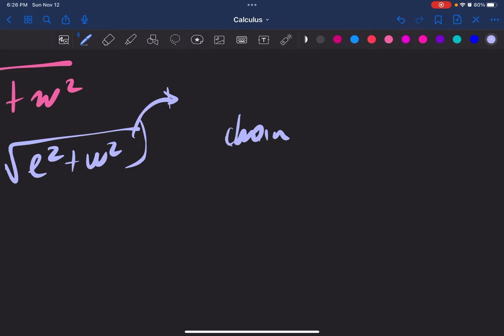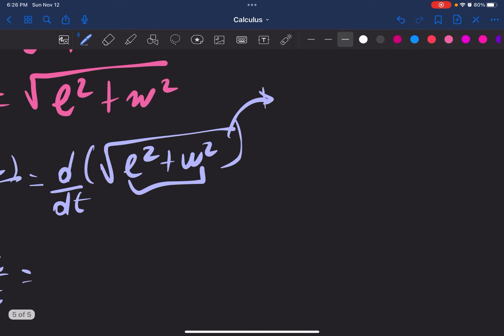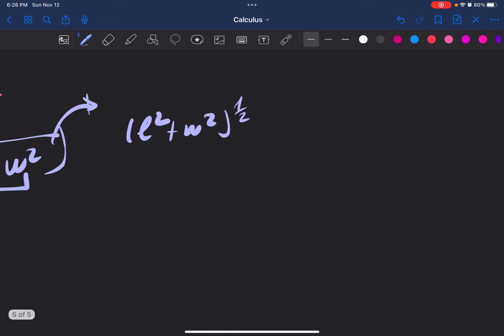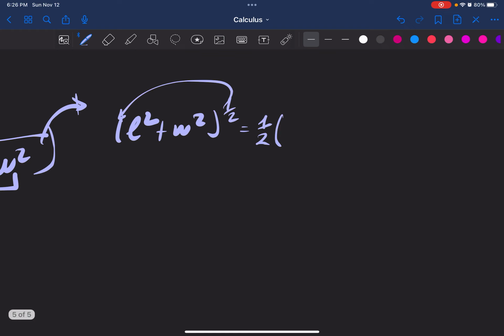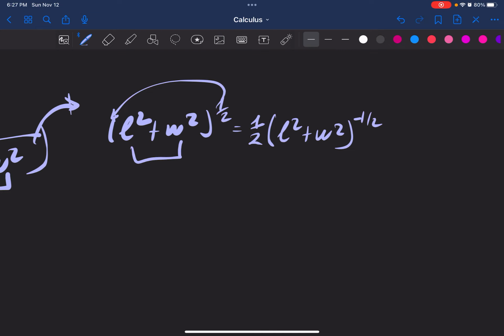Chain rule, because I have two functions inside of this giant function, because the square root of something is actually a function. So what I can do is rewrite this as L squared plus W squared to the power of 1/2. Here, of course, I'm going to use the power rule and the chain rule. So I can drop this one down. So I have 1/2 multiplied by L squared plus W squared to the power of 1 minus 1, which is negative 1/2, multiplied by the derivative of what is inside here.